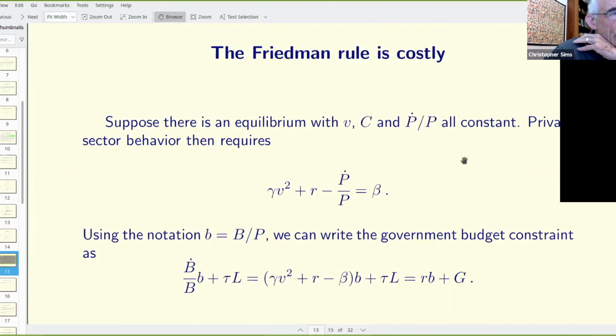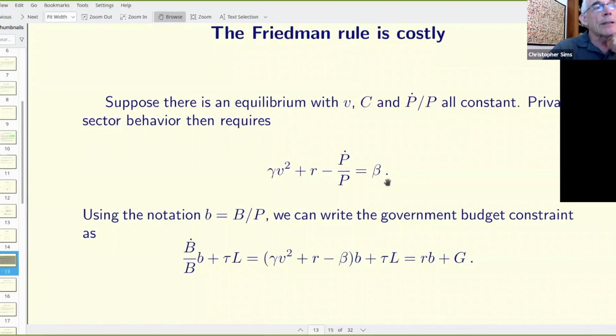I think all you have to do is have the tau and R constant to make this work. But for now, we're going to suppose that we're looking for an equilibrium where V, C, and P dot over P are all constant. Private sector behavior then requires this.